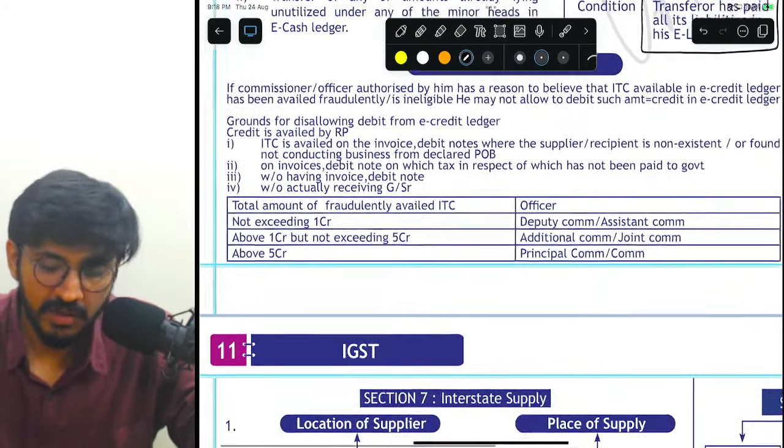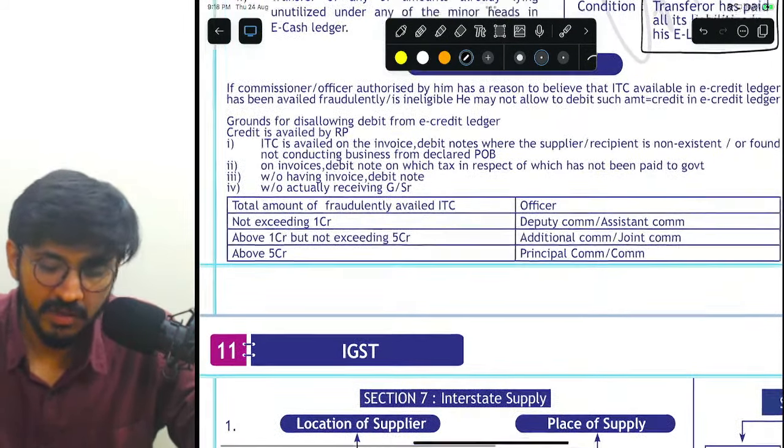In case of e-liability ledger, understand it is the amount payable to government. So from the government's angle, it is the amount receivable from the taxpayer. So obviously it will be a debit balance. So the amount payable towards output tax, late fee, interest, penalty, all will be debited.